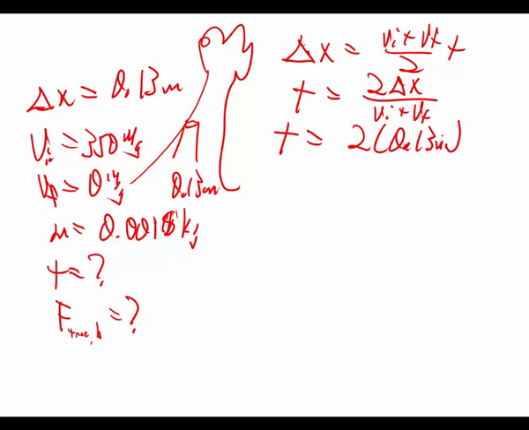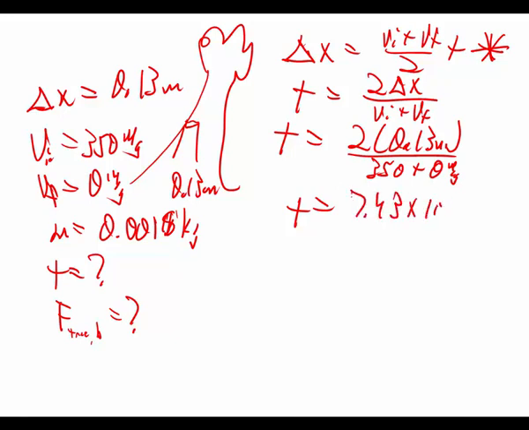I went back to my kinematics, the very first ones we did, those first four. That right there is one of them. And I solve for time. And then of course initial is 350 plus 0, in meters per second. And we get a time of, real small, 7.43 times 10 to the negative 4th seconds.